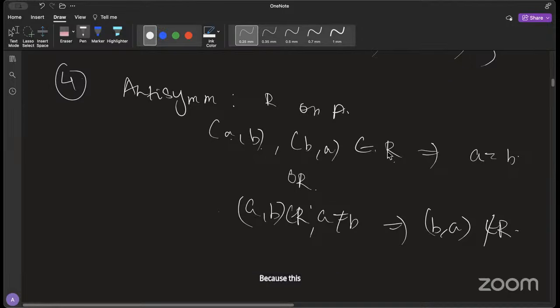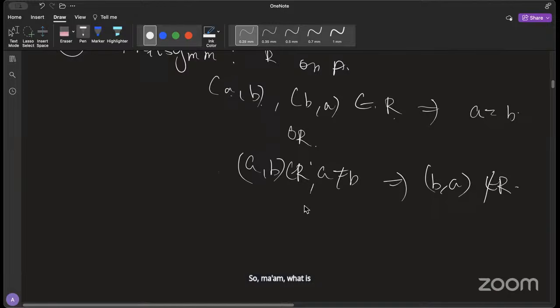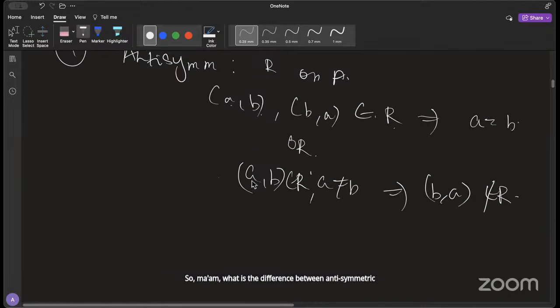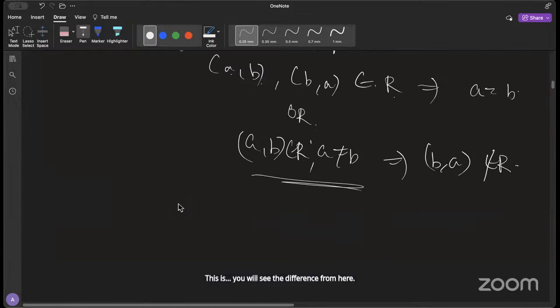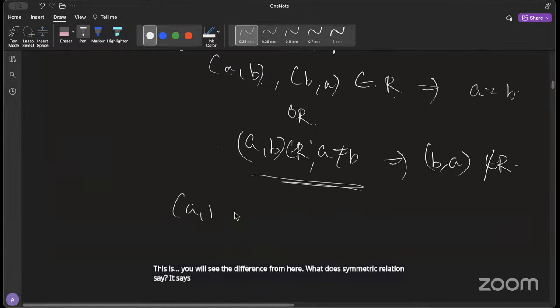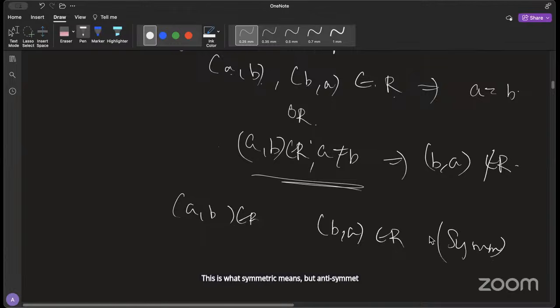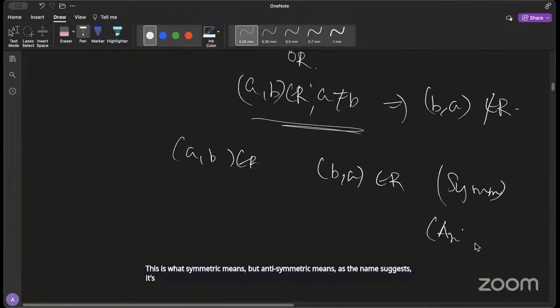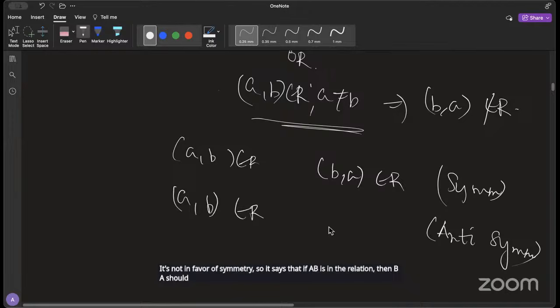Ma'am, can you give me an example, please? Ma'am, what is the difference between antisymmetric relation and symmetric relation? You will see the difference from here. What does a symmetric relation say? It says if (a,b) is in the relation, then I want (b,a) to be in the relation, right? This is what symmetric means. But antisymmetric means, as the name suggests, it's not in favor of symmetry. So it says that if (a,b) is in the relation, then (b,a) should not be in the relation.